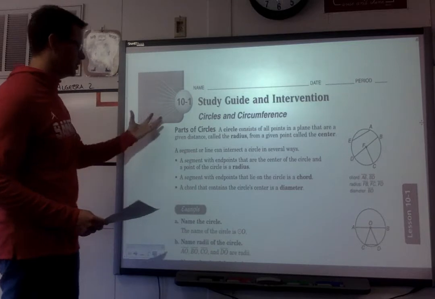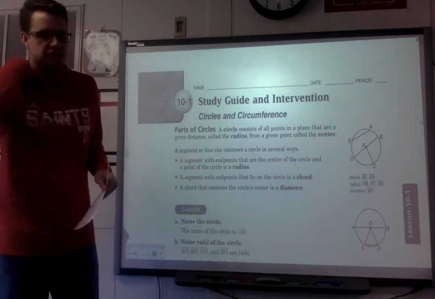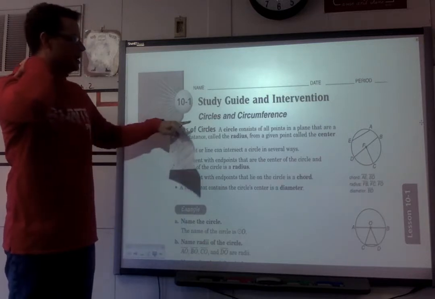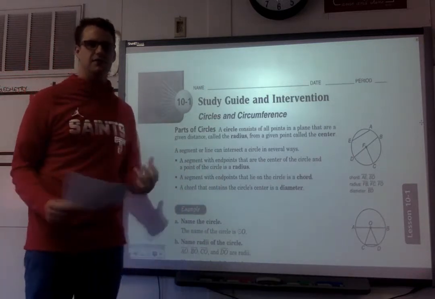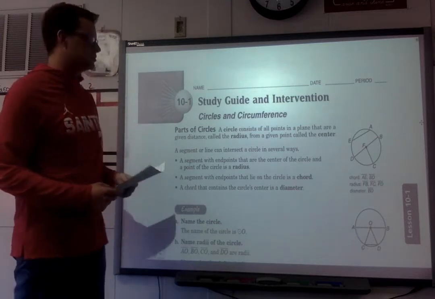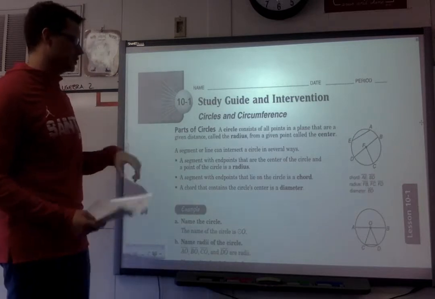So we're going to get started with Lesson 1, which is on circles and circumference. The first part that we're going to be talking about here is different parts of a circle. Then we're going to talk about the circumference and how to find it, which for the most part should be some good review for you guys. So parts of a circle.